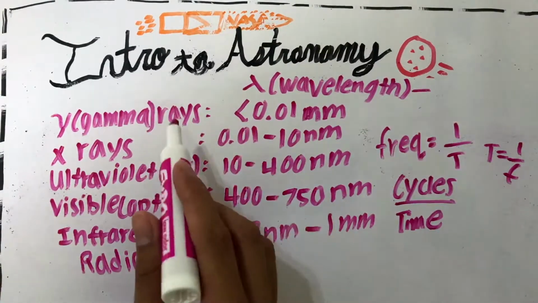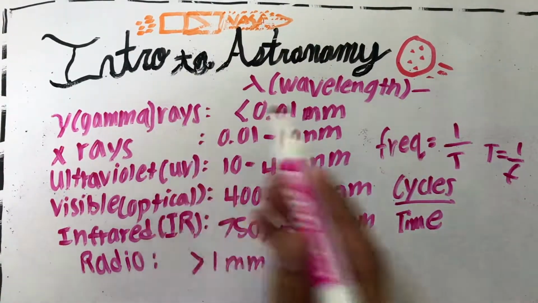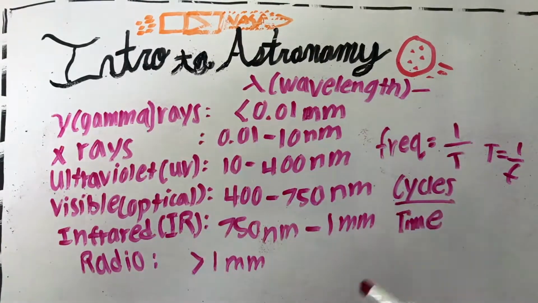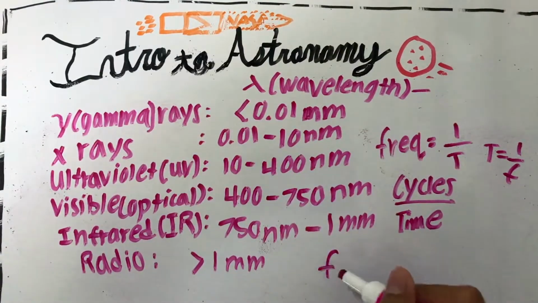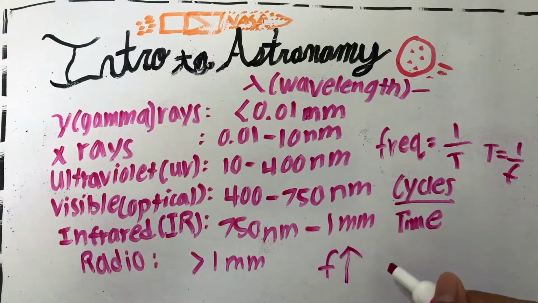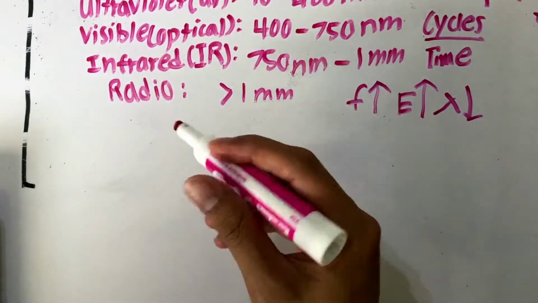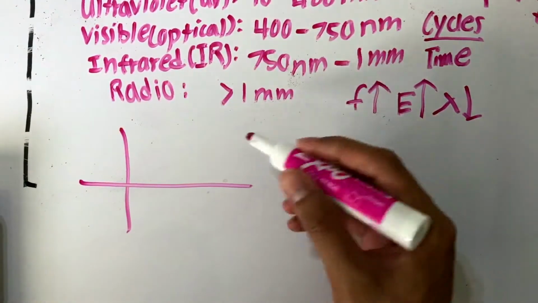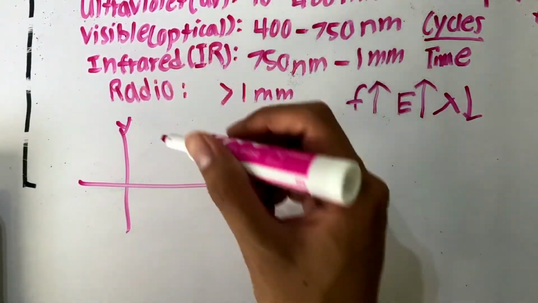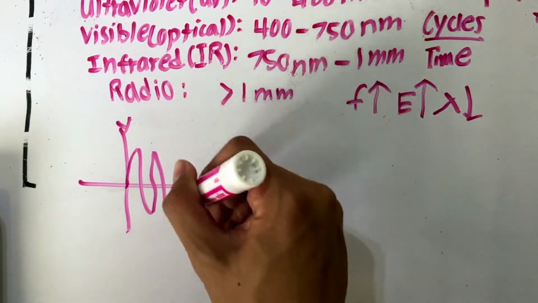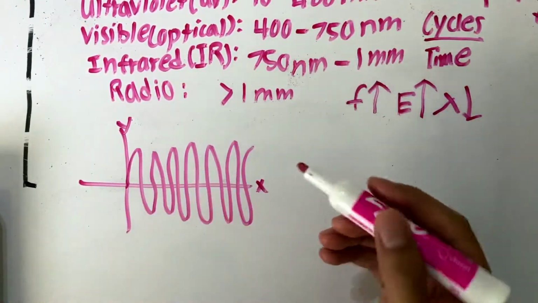From gamma rays, since we have the most frequency, we can expect the most energy. So as we increase the frequency, the energy, E, also increases, and the wavelength, lambda, decreases. You would imagine something like this. Pretend these are the x and y axes. If we increase the frequency, we would have a lot of waves passing through the x-axis.